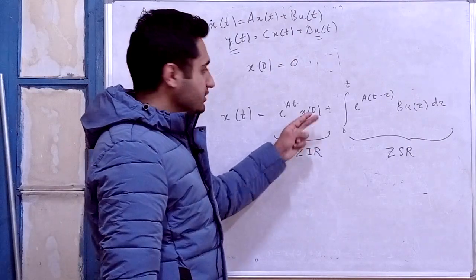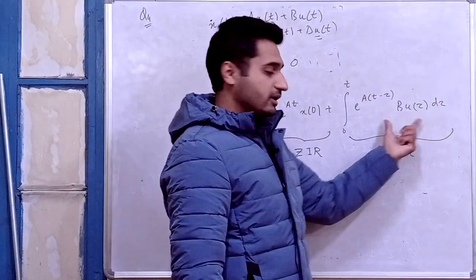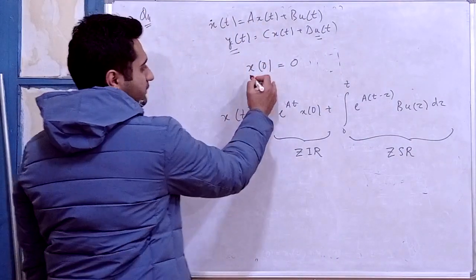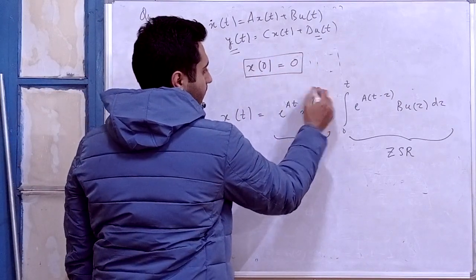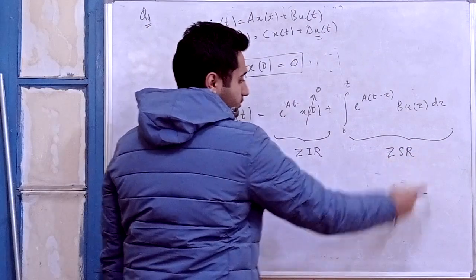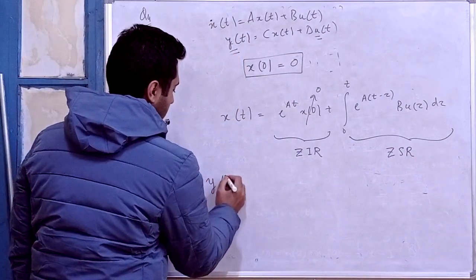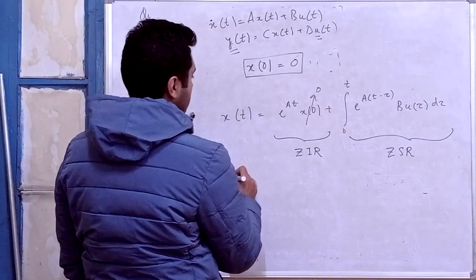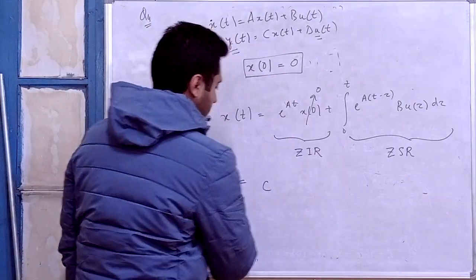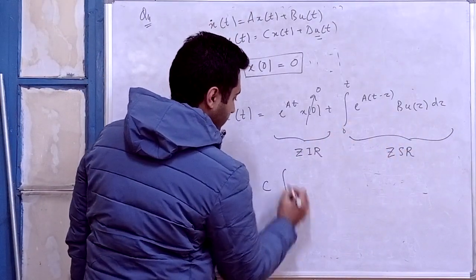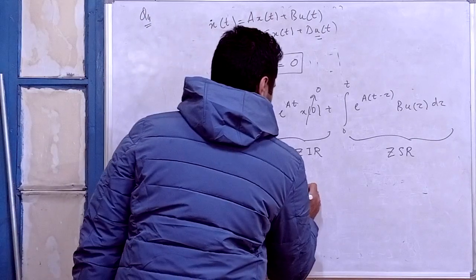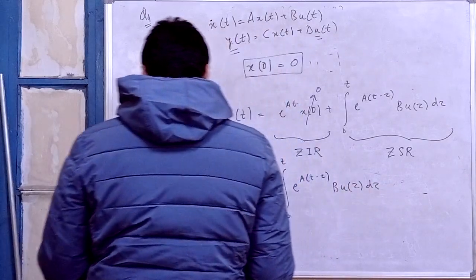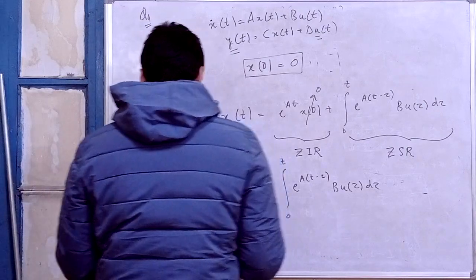If your initial conditions are zero, then this will go, so you will get only this part. So zero input response and zero state response. This is your x, and you are given that x of 0 is 0, so this whole part will go. So your x of t is just the zero state response, and for y of t, the impulse response, you are talking about the output, y is equal to Cx, and x is just this part: integral from 0 to t of e to the power A(t minus tau) B u(tau) d tau. This is option B.